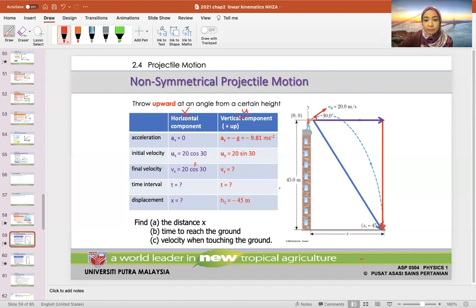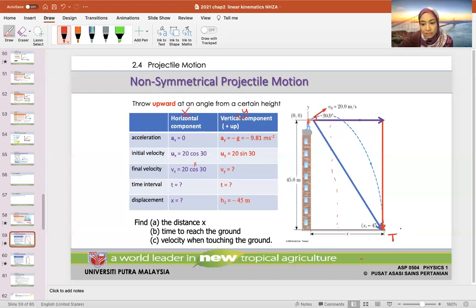Time interval, you ask for the distance X, time to reach the ground. So the time that they are asking is T over here. They're not asking about the maximum height. No, they're asking time to reach the ground. This is the ground, this is your time.